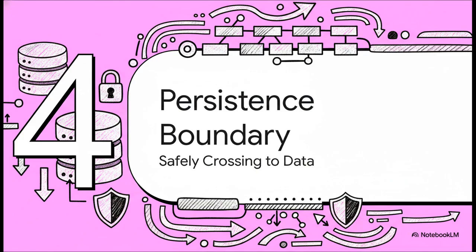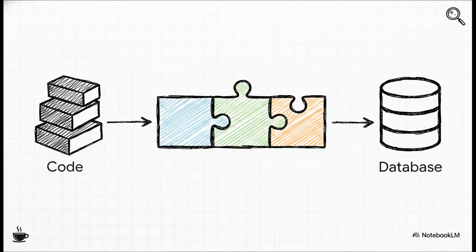Section 4, the persistence boundary, safely crossing into data. Now, to safely cross that boundary and actually talk to our SQLite database without breaking our inward dependency rule, we use the exposed ORM pattern. It requires exactly 3 files per table: a table schema object that defines the columns, a data access object, or DAO entity class that represents a single row, and an entity class companion to connect the two together. This perfectly maps our Kotlin code to our database tables.